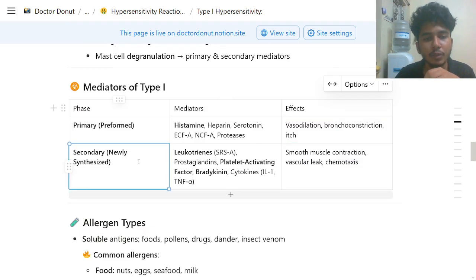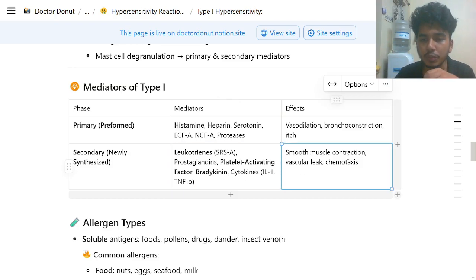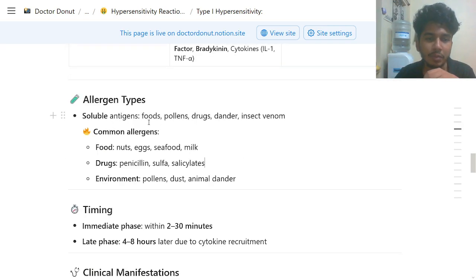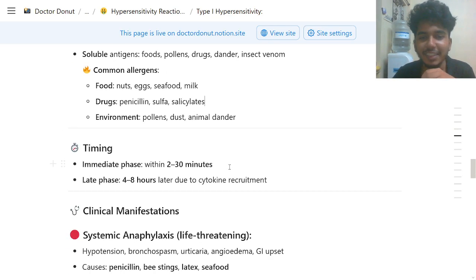Yeah, and then the newly formed ones are leukotrienes, prostaglandins, platelet activating factors, bradykinin, cytokines, interleukin 1, and tumor necrosis factor alpha, which lead to smooth muscle contraction, vascular leak, and chemotaxis. Now, as we talked about the common types of allergens, could be food, pollen, drugs, dander, insects, venom, all of these. It's on the screen. No, I'll just read it out for you.